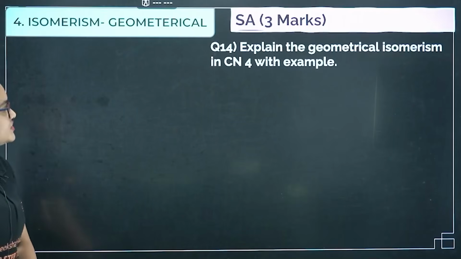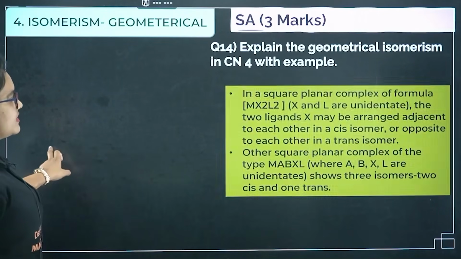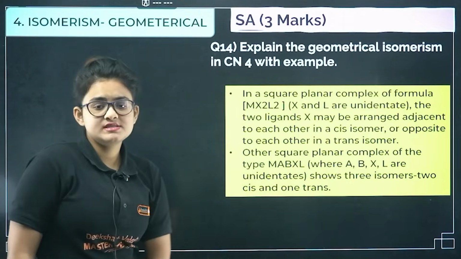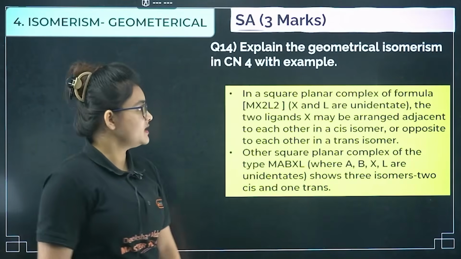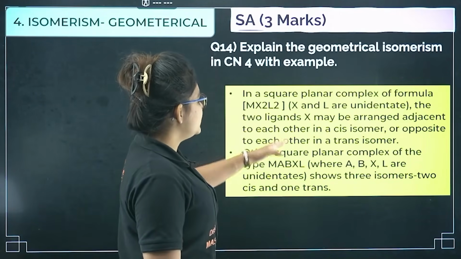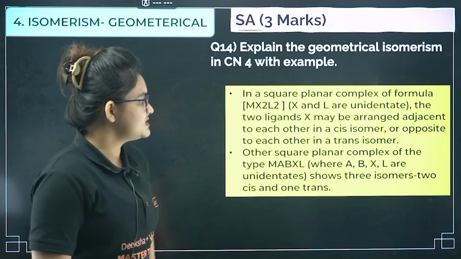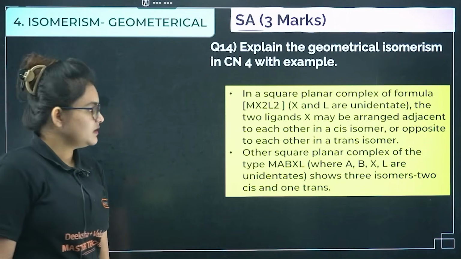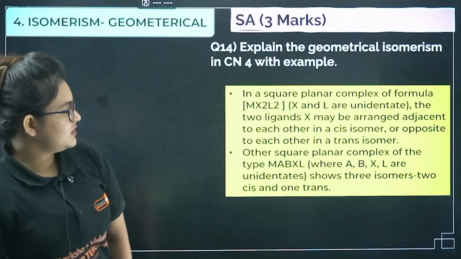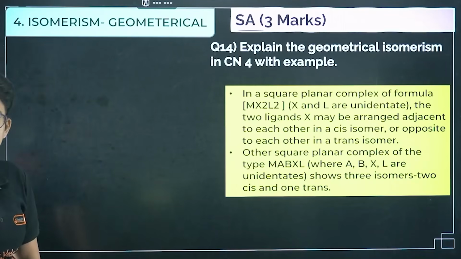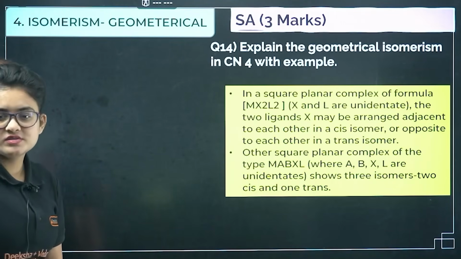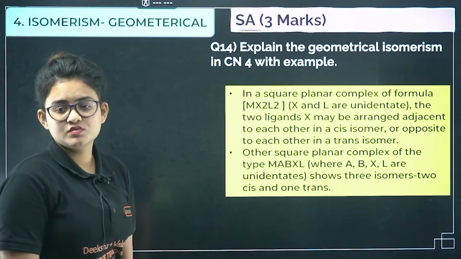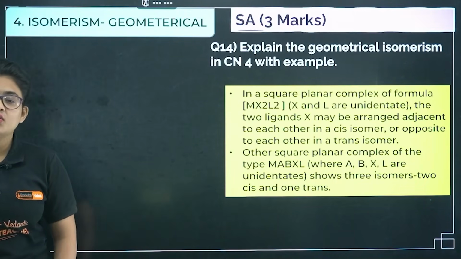Explain the geometrical isomerism in coordination number 4 with examples. Whenever you have the MX2L2 type, you can have cis and trans isomers. They will be opposite to each other. And for square planar M(AB)(XL), where all 4 ligands are different, you will get 3 different isomers, 2 cis and 1 trans.